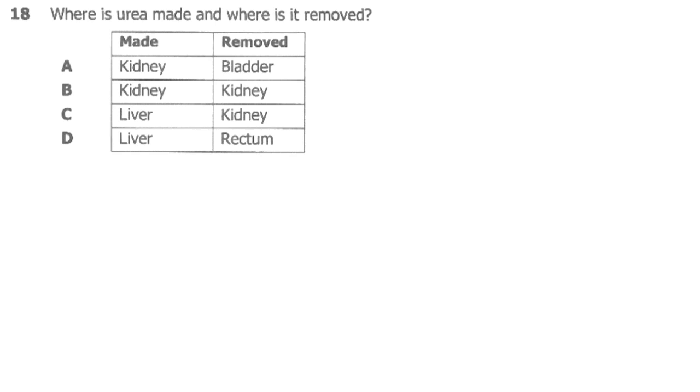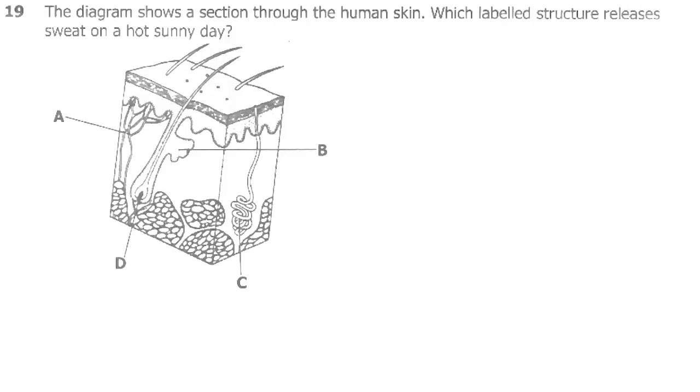Question number 19. The diagram shows a section through the human skin. Which labeled structure releases sweat on a hot, sunny day? So here is our human skin, and the structure which releases sweat will be C, the sweat glands. The sweat glands are responsible for the production of sweat.